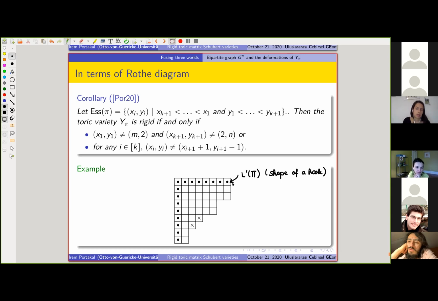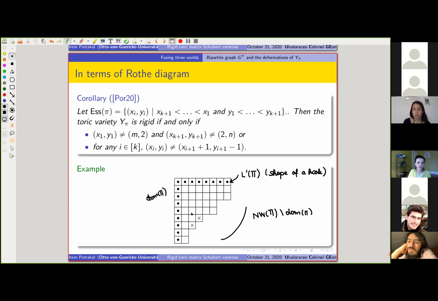And well, this whole picture is the picture of NW without the dominant part. So the dominant part is somewhere here.